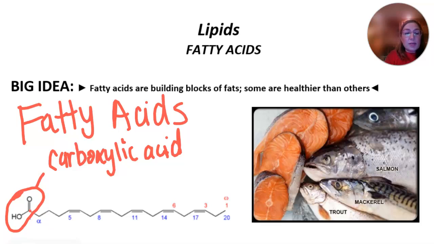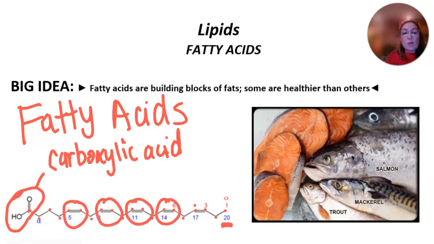Let's note how many carbons are in this. 1, 2, 3, 4, 5, 6, 7, 8, 9, 10, 11, 12, 13, 14, 15, 16, 17, 18, 19, 20. So we count every single carbon. There's 20 carbons. And then we notice that there's some double bonds along the way. There are 1, 2, 3, 4, 5 double bonds.